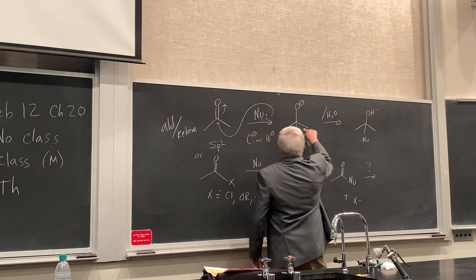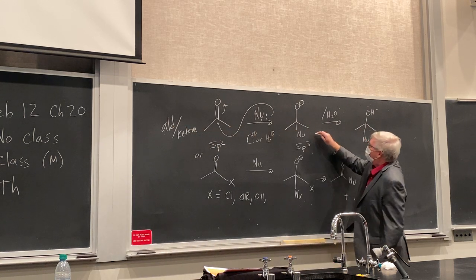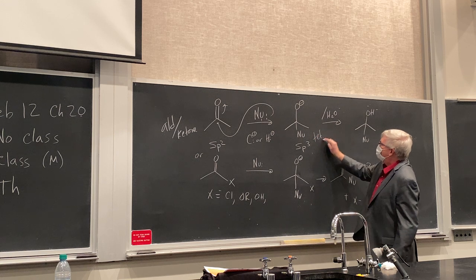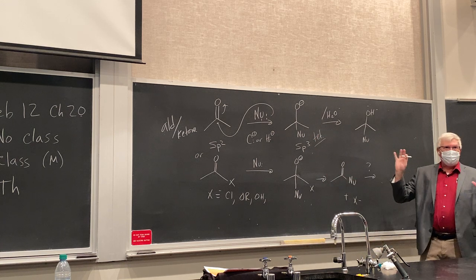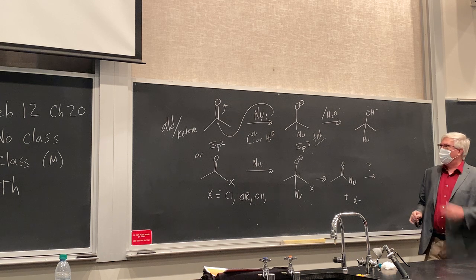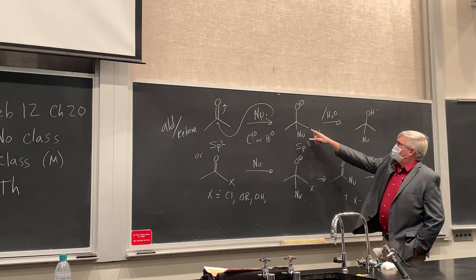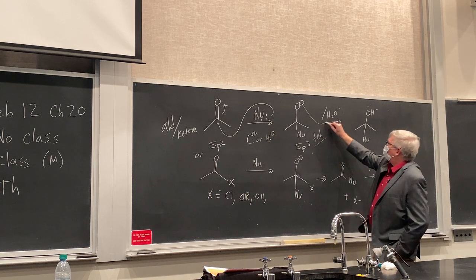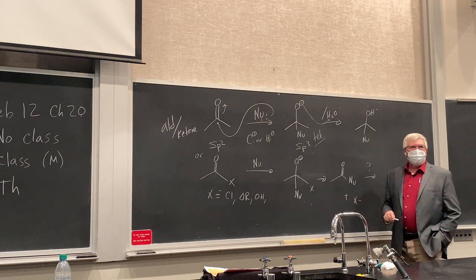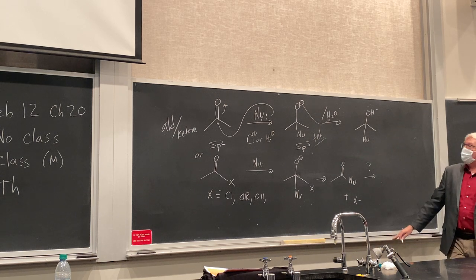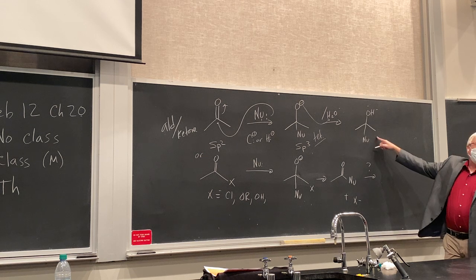Now you get to this intermediate. Notice it's sp3 hybridized now. We call that the tetrahedral intermediate, okay? That's common to all these reactions, very common to carbonyl reactions. That tetrahedral intermediate then can be quenched with water, right? We can just protonate that because that's basic, that's an alkoxide. And that's the product. That's the end of the road for aldehydes or ketones.